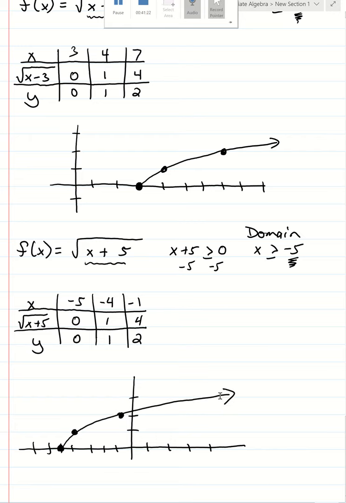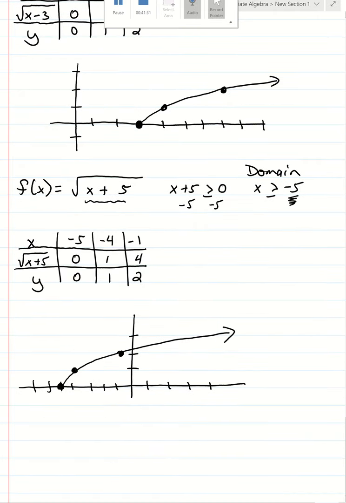You're showing that the line continues, and that's why we draw an arrow at the end. Okay, it always goes to the right, as we can see from our numbers. Okay, so that's how we graph radical equations.